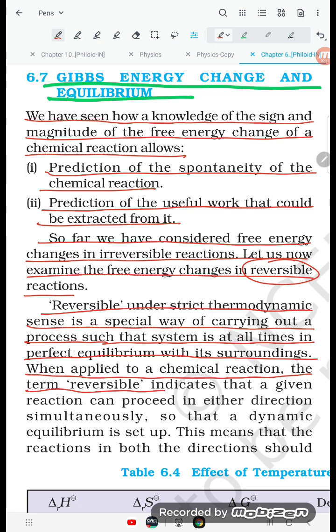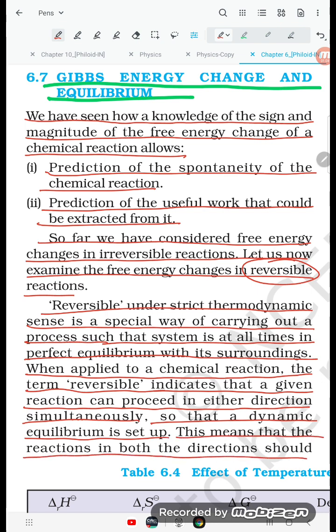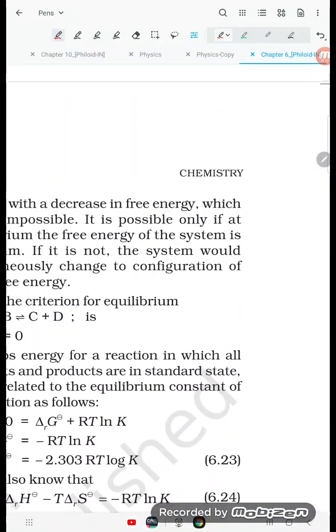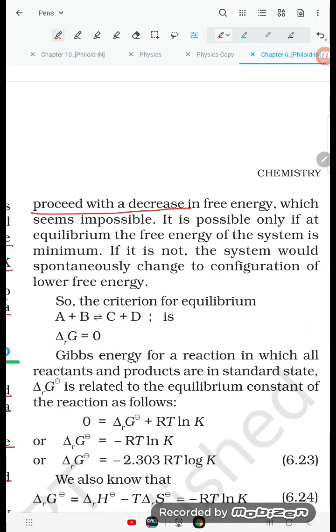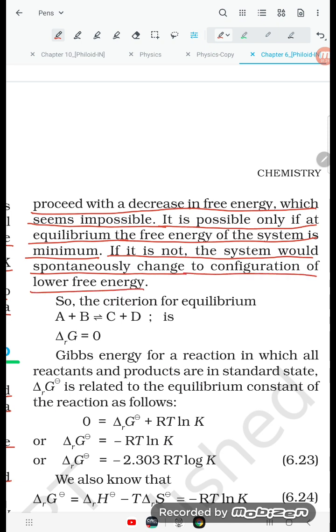The term reversible indicates that a given reaction can proceed in either direction simultaneously so that a dynamic equilibrium is set up. This means that the reaction in both directions proceeds with a decrease in free energy, which seems impossible. It is possible only if at equilibrium the free energy of the system is minimum. If it is not, the system would spontaneously change to a configuration of lowered free energy.